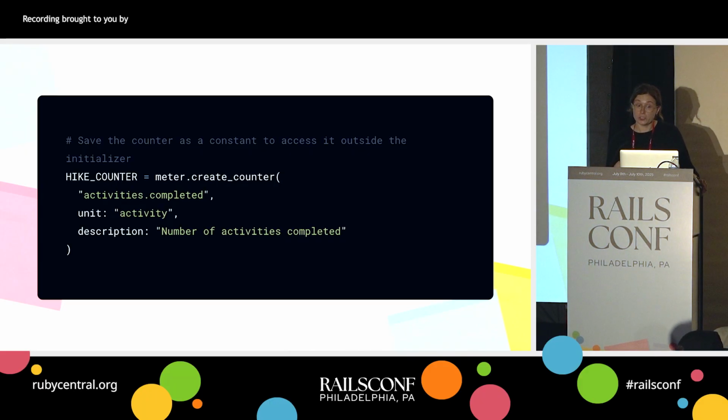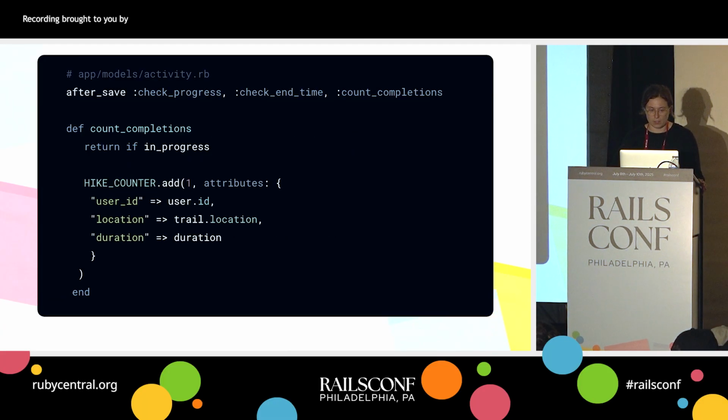So what we're going to create first is a counter. We're going to call it the height counter, and it's going to keep track of activities that have been completed. Whenever you create an instrument, it needs a name, a unit, and a description. Now, the unit and description can kind of be whatever you want when you're creating a custom metric. Usually it's something like seconds, milliseconds, so that you can keep an eye on things. This information will be included in the data points for your metric. So it's another way for you to help slice and dice the information to answer questions. And by saving it as a constant, we'll be able to access it elsewhere.